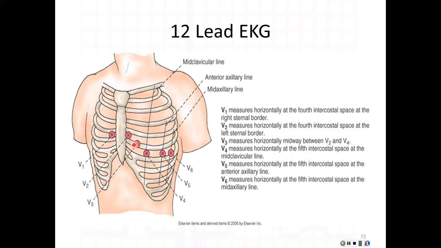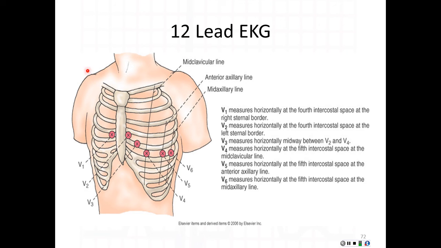Then we're going to put on V3. V3 basically goes halfway between V4 and V2. Then we can put on V5 and V6. The way I was taught, you put on V6 first, which is basically at the fifth intercostal space, the mid-axillary line, and then V5 goes halfway between V4 and V6. Now here they're telling you to measure horizontally to the fifth intercostal space at the anterior axillary line. If you'll just go halfway between V4 and V6 and put V5, you'll be okay with that.